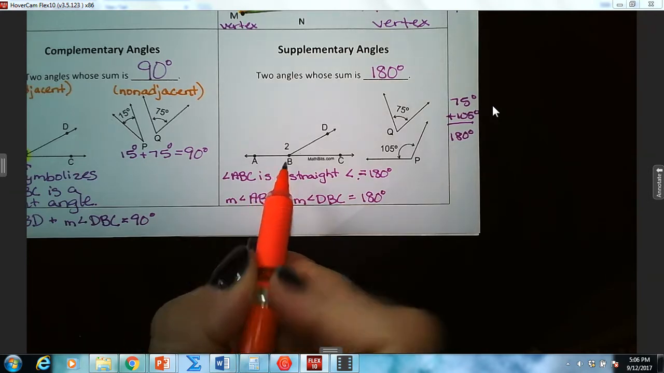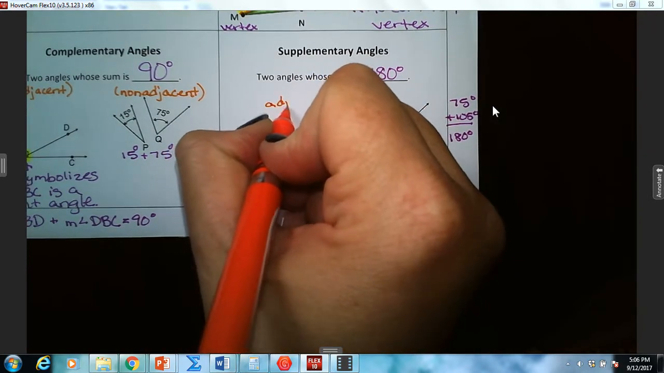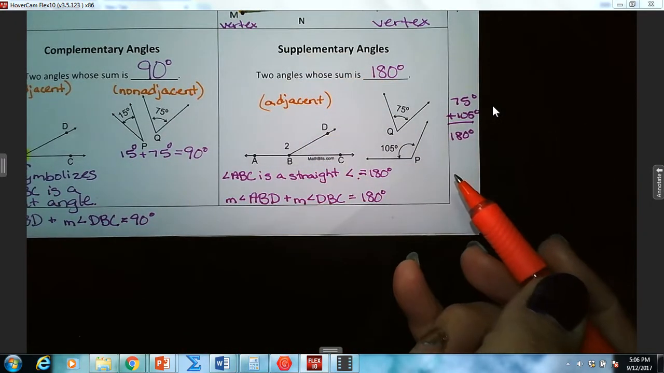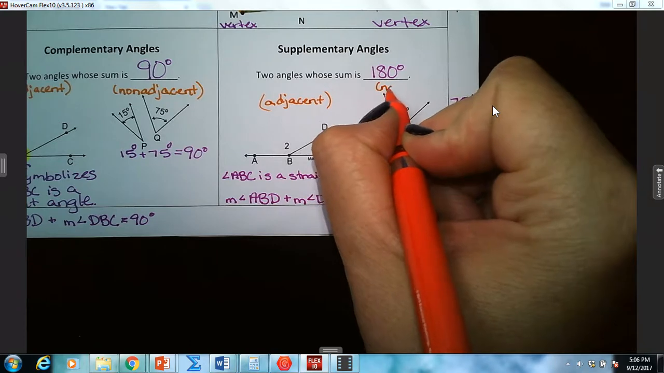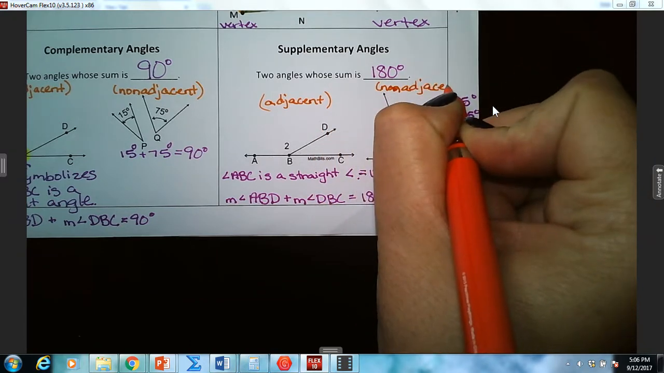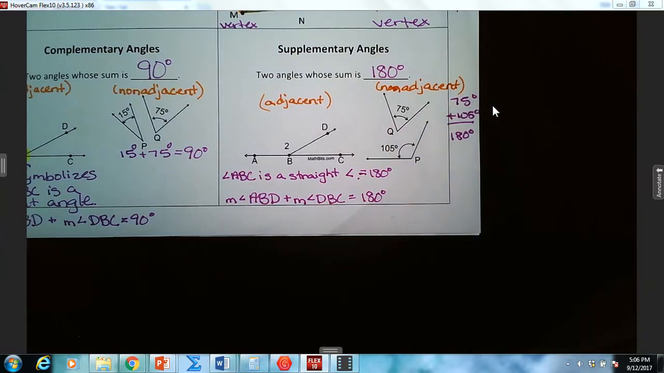Our first picture on the left is an adjacent set of supplementary angles. Our picture on the right is a non-adjacent set of supplementary angles. So they can be connected or they don't have to be. All right, let's flip over and see what else we've got here.